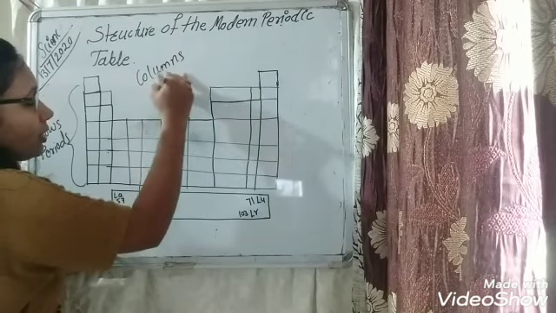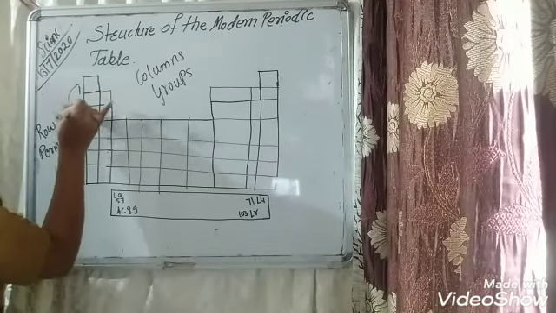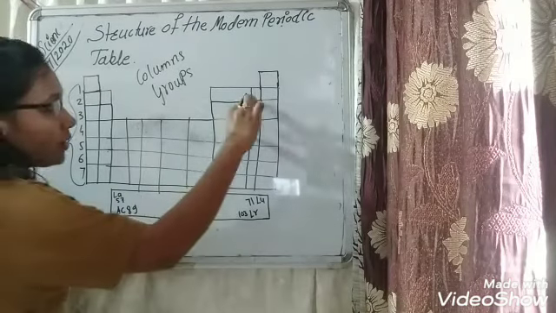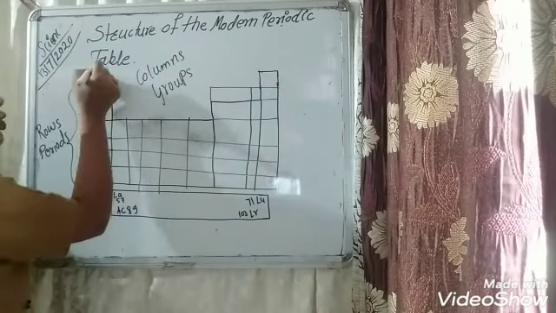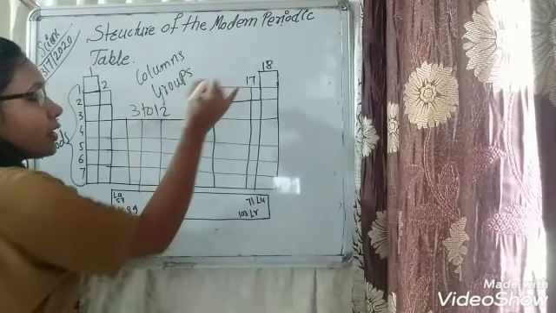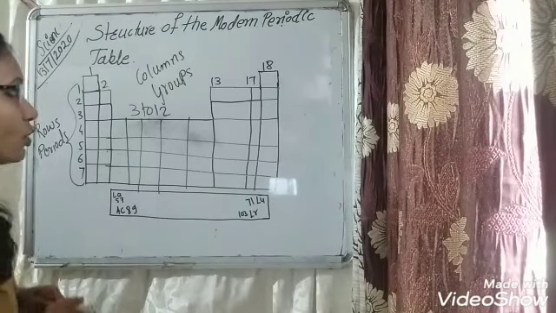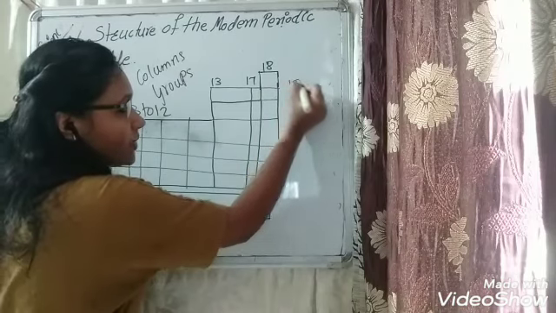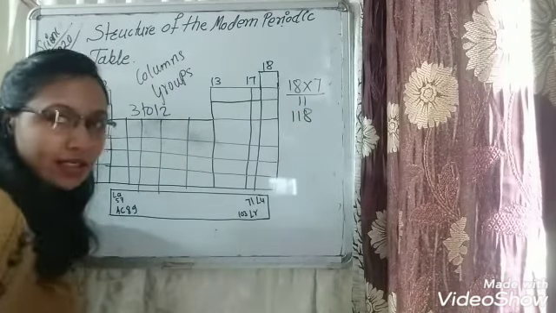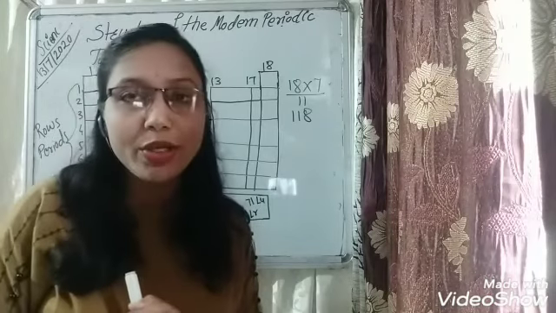In the modern periodic table, there are a total of 7 periods, numbered 1, 2, 3, 4, 5, 6 and 7. There are a total of 18 vertical columns, groups, numbered 1 to 18. Groups 3 to 12 are in between, then here from 13 to 18. This is the arrangement of the groups and periods. As there are 18 groups and 7 periods, it forms a total of 118 boxes. So there is a place for how many elements? 118 in the modern periodic table.